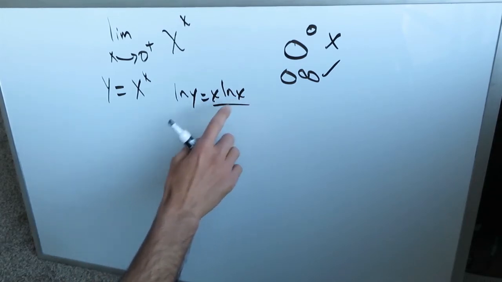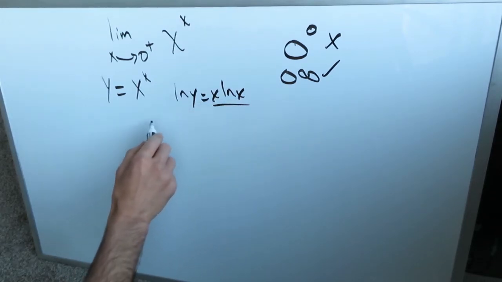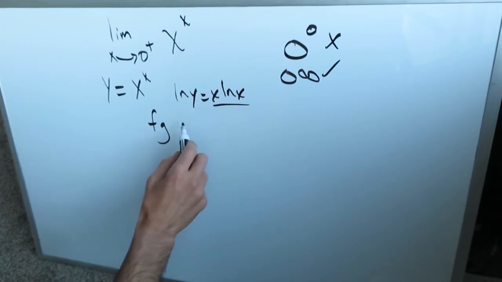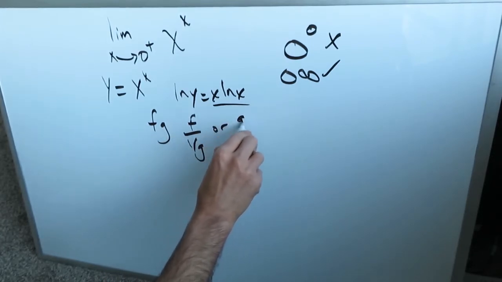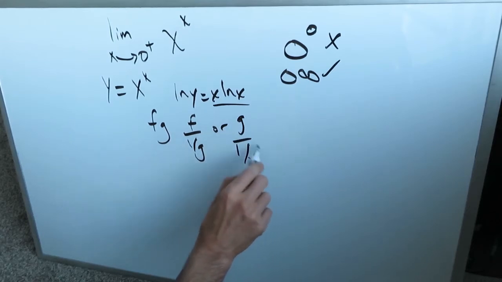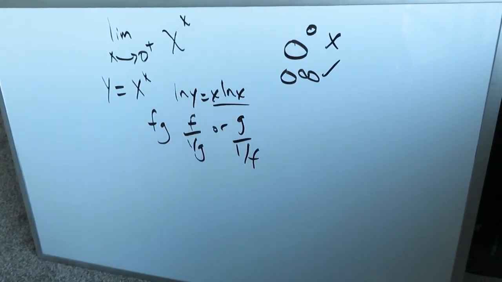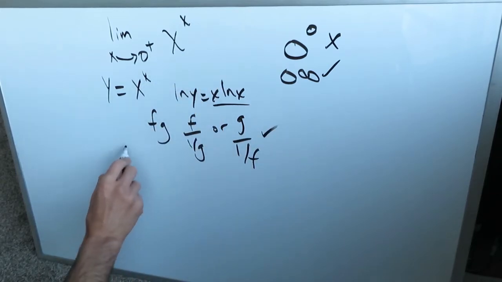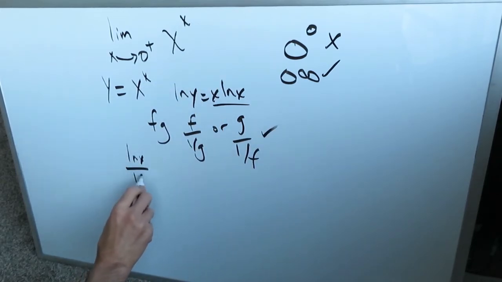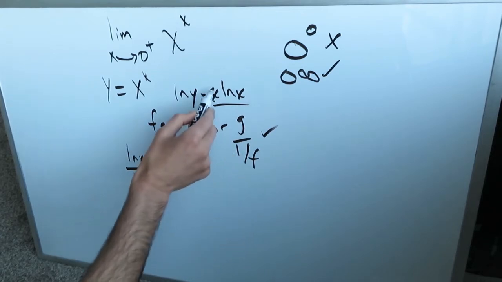f and a g. You know, with these product types, there's a way of dealing with it. You use one of these quotient types. You can do f divided by 1 over g, or you can do g divided by 1 over f, and we saw something like this is similar to this, or perhaps exactly. And let's go with this. If this is my f, this is my g, we have natural log x over 1 over x. Remember this 1 over f, that's 1 over x.